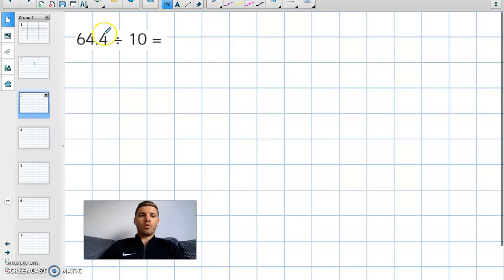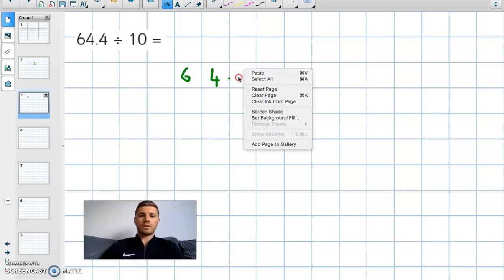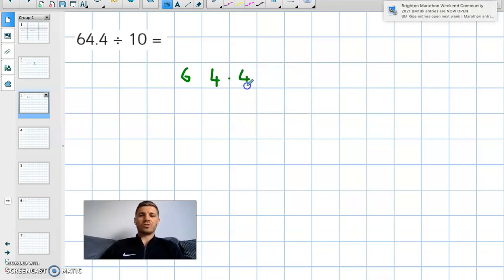Okay, 64.4 divided by 10. Well, first of all, I'm going to write my 64.4 at the top. And when we divide or multiply by 10, 100 or 1,000, we've got to make sure that we use the dot method. So we know there's 1 0 in 10, so we're going to put 1 dot. Now when you divide, you move all the places to the right because you're making them 10 times smaller. Okay, you're sharing them out 10 times. So if we move all of these figures one place to the right, we've got 6.44 as your answer.